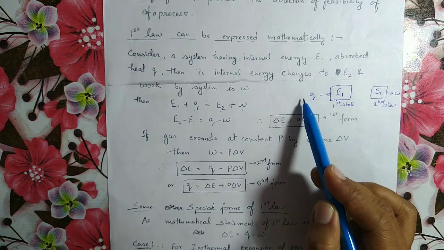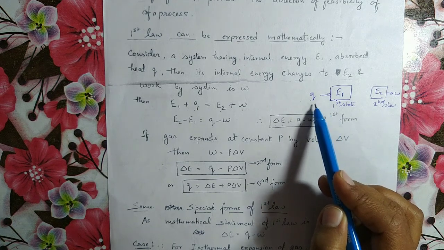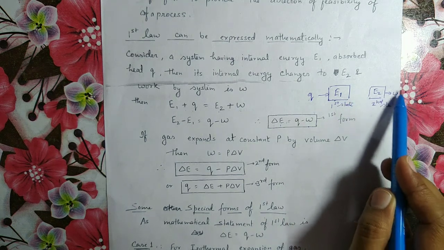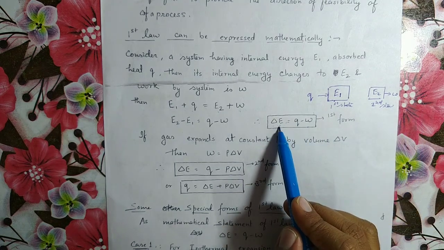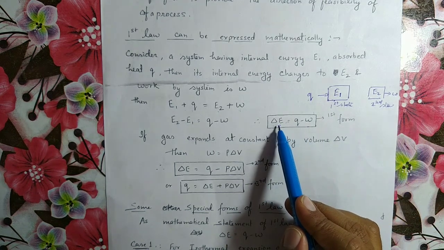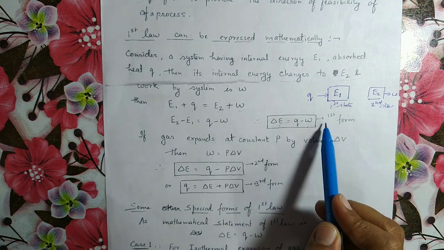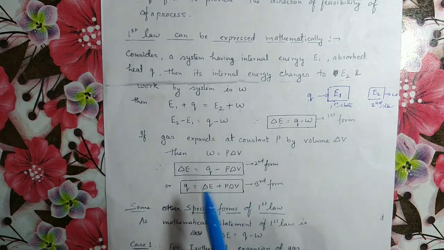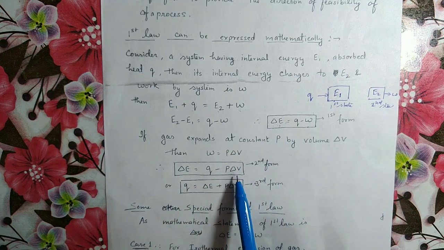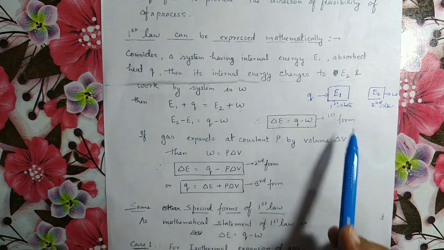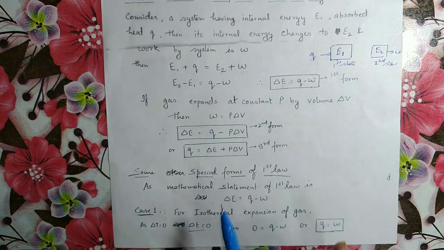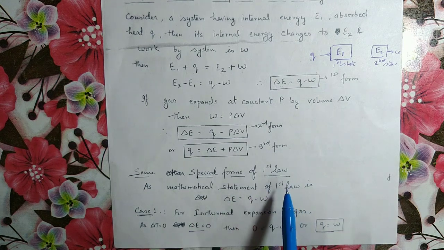It means the amount of heat absorbed by the system is utilized in increasing the internal energy and for the work done by the system, and this is the expression for the first law, that is del E is equal to Q minus W. Okay, if this work done is pressure volume work, then this expression can be written as del E is equal to Q minus P del V. Right? These are the expressions for the first law.